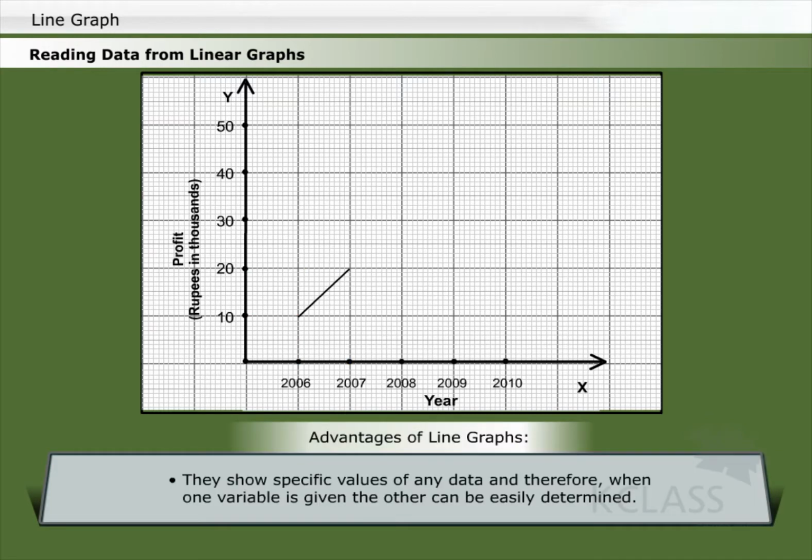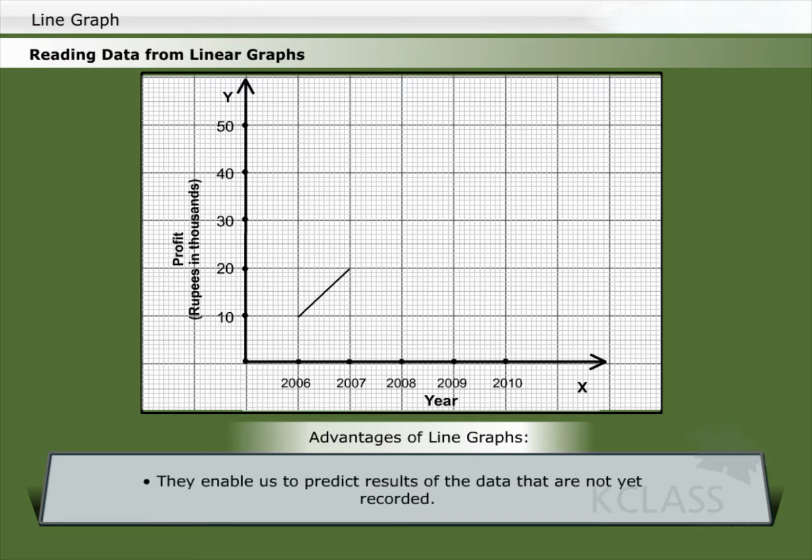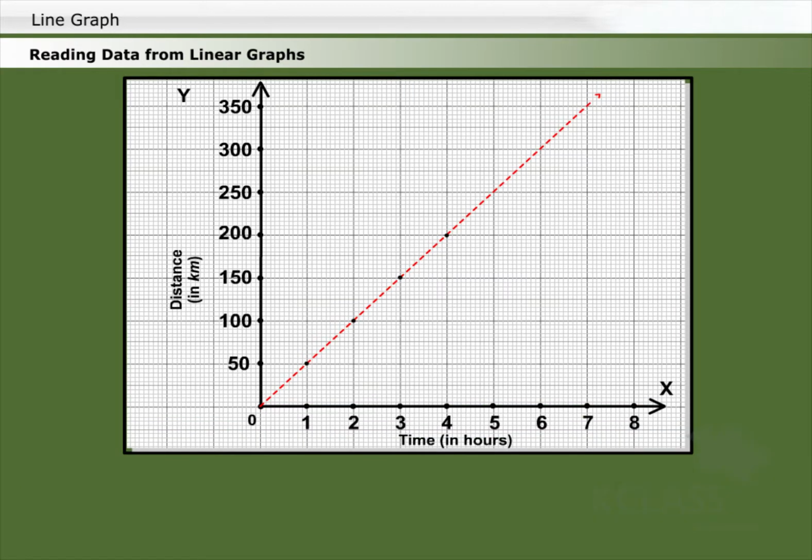Line graphs are good at showing specific values of any data, and therefore when one variable is given, the other can easily be determined. They show trends in data clearly. You can clearly see how one variable is affected by the other as it increases or decreases. Line graphs enable us to predict results of the data that are not yet recorded. Let us now learn to read data from a line graph.